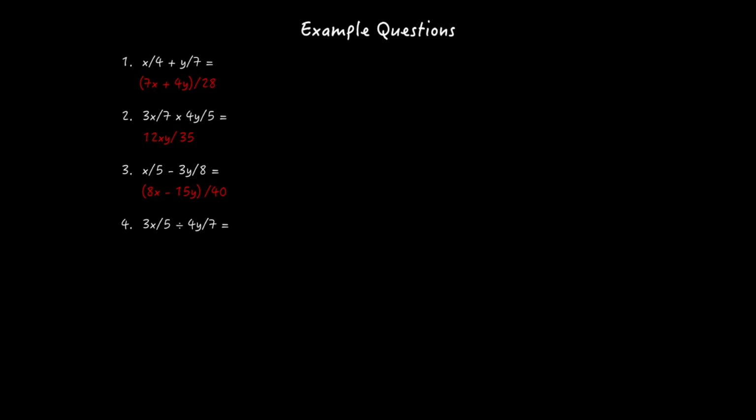The fourth question is a division question, and we need to reverse the second fraction and straightforward multiply the numerators and denominators, and we get 21x over 20y.